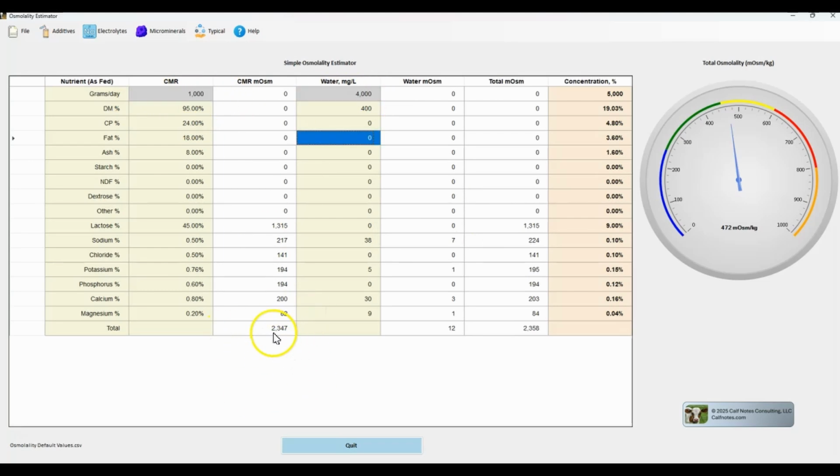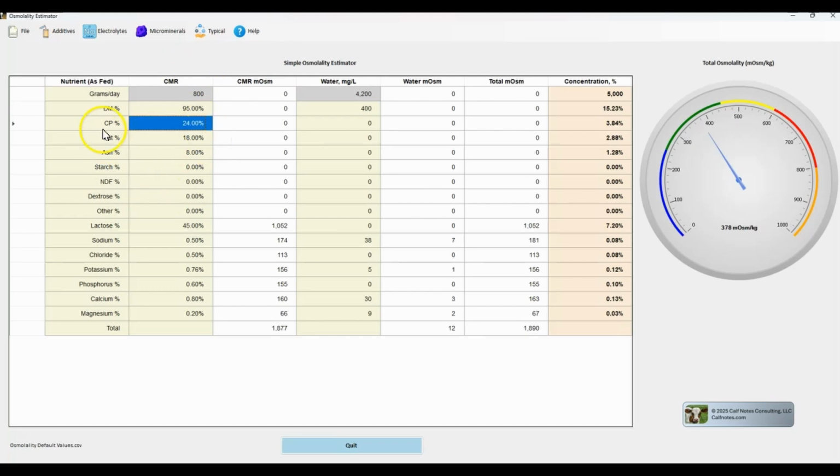If we concentrate even further, reducing water to make a 4-liter solution, we approach 23 to 24% solids, and the osmolality rises to nearly 600 milliosmoles per kilogram. At that point, we are clearly in the danger zone. This demonstrates that solids concentration has a profound effect on osmolality when mixing milk replacer. Now let's return to our 800 grams and 4,200 milliliters of water, giving us 378 milliosmoles per kilo.